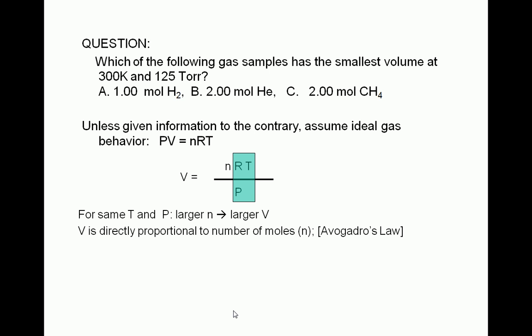This relationship between volume and number of particles is known as Avogadro's law. At the same temperature and pressure, the volume of a gas sample is said to be directly proportional to the number of particles present in the sample. Another way of stating Avogadro's law is saying that at the same temperature and pressure, equal volumes of gas contain an equal number of particles.